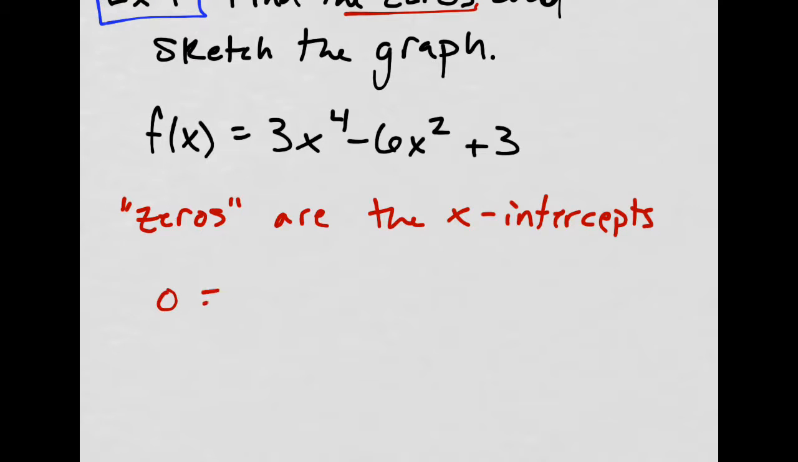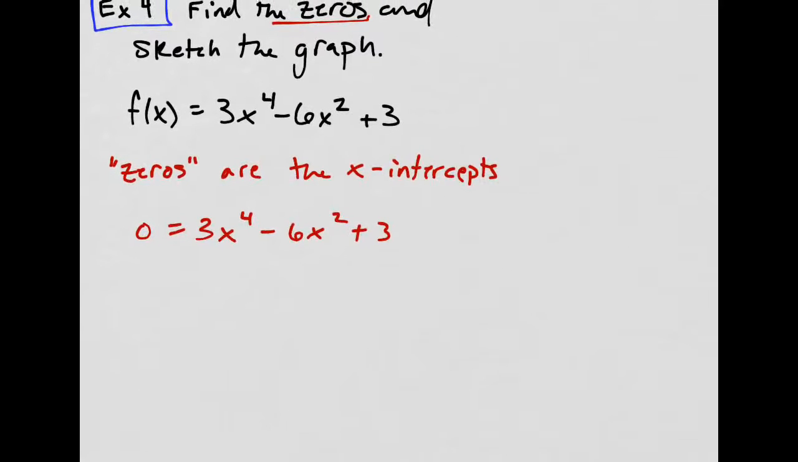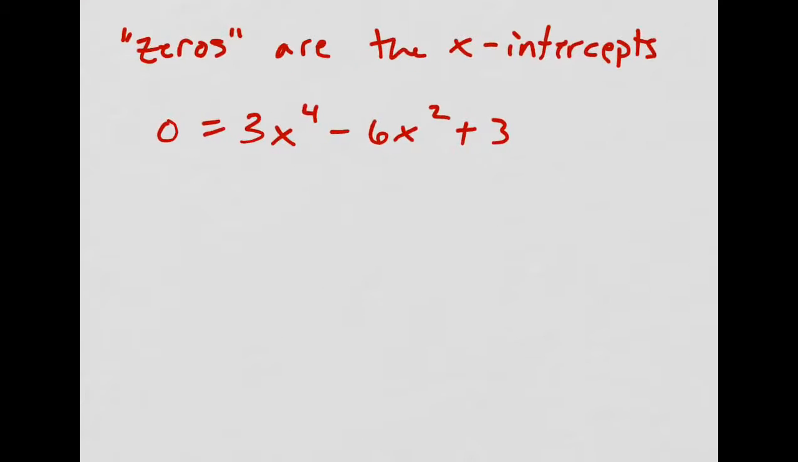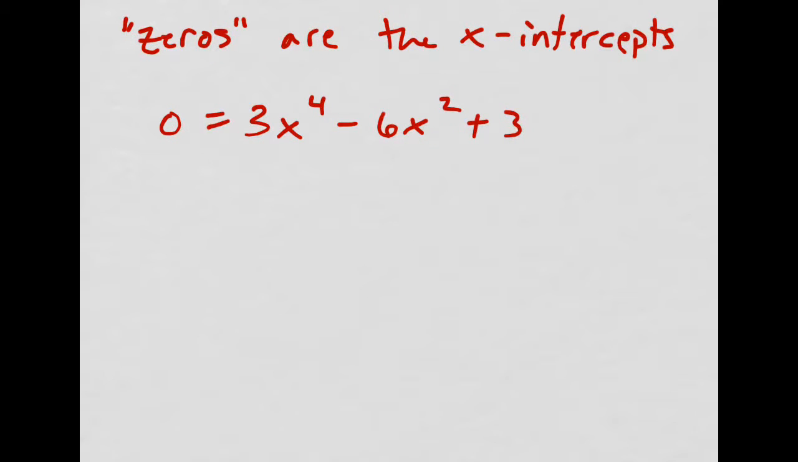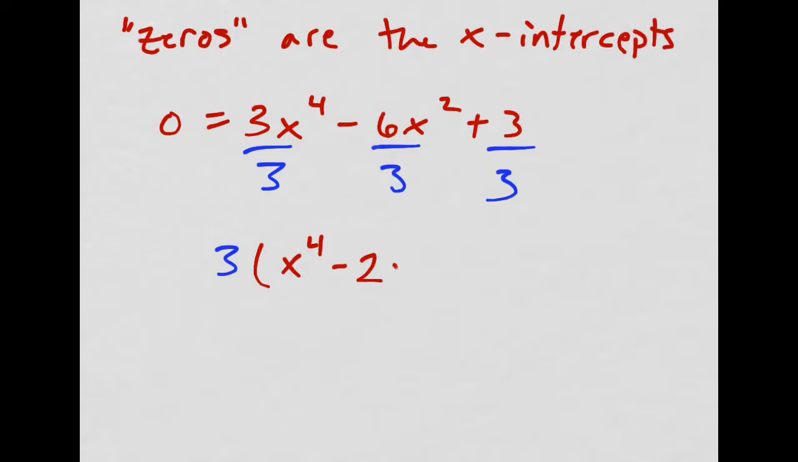So I'll just say 0 equals 3x to the fourth minus 6x squared plus 3. Great. And then it's just like you're solving a polynomial equation. Everything's already on one side. You try and factor out and do whatever you can. So I can actually divide by 3 here. Can't divide by a variable, though. So I get x to the fourth minus 2x squared plus 1 still equal to 0.